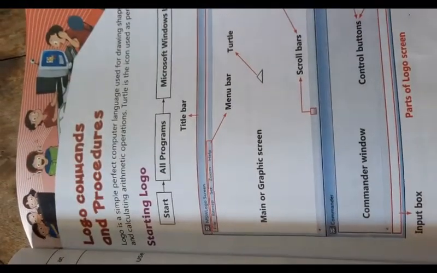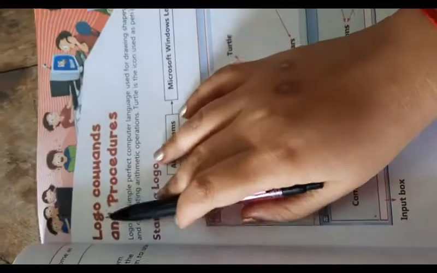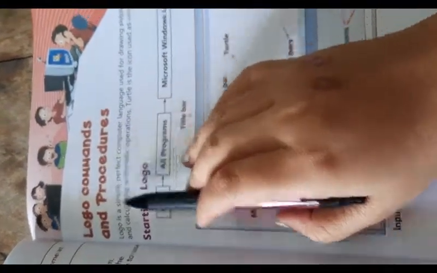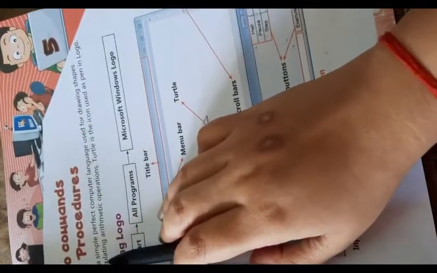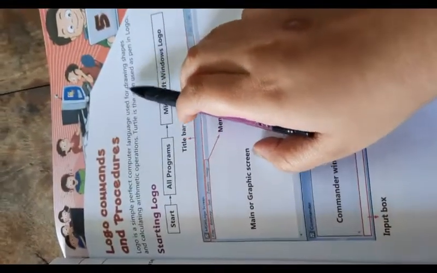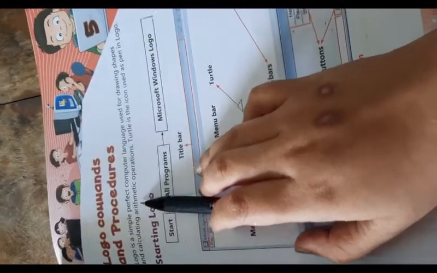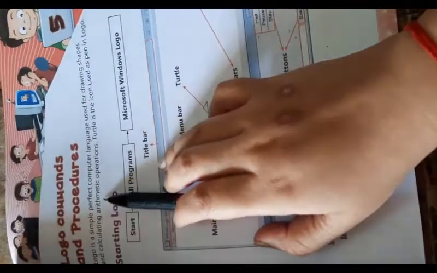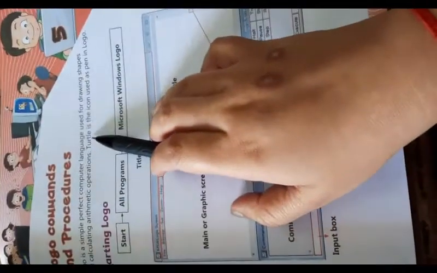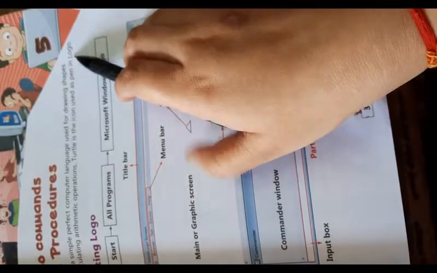Hello students, today we are going to start class 4 subject computer, chapter 5: Logo, commands and procedures. Logo is a simple computer language used for drawing shapes and calculating arithmetic operations. The turtle icon is used as a pen in Logo.